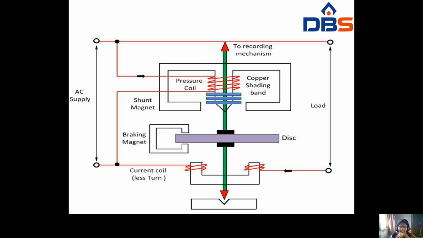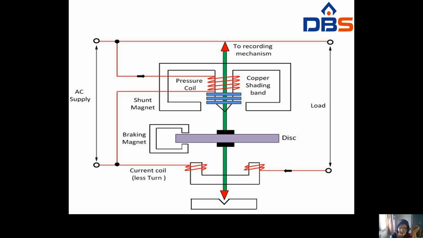It uses two magnets: this is the upper magnet and this is the lower magnet. The upper magnet is called the shunt magnet. The upper magnet is connected to the pressure coil of a high number of turns, and the lower magnet is connected to the current coil of a less number of turns. For the pressure coil you connect more turns, and for the current coil you connect fewer turns. These two are connected to the supply side and to the load side.